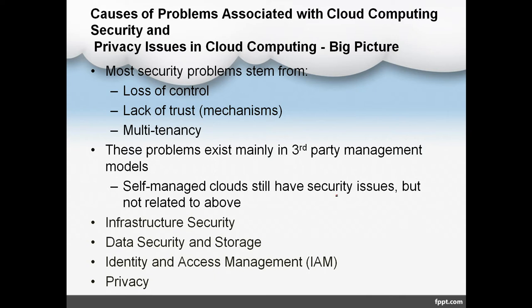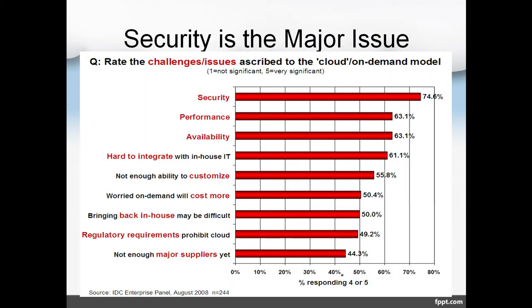Causes of the problems associated with cloud computing: security and privacy issues. Look at here, the most common security problems are loss of control, lack of trust and multi-tenancy mechanism. These problems exist mainly in third-party management models. Self-managed clouds still have security issues, but not related to the above. Infrastructure security, data security, and storage security. One important thing is IAM, Identity and Access Management, and then privacy. So security is the major issue.